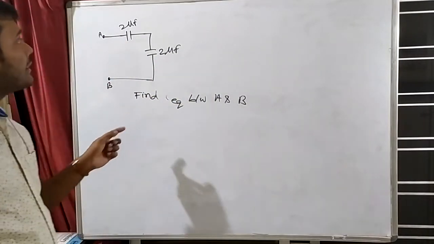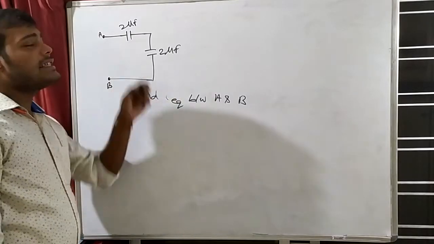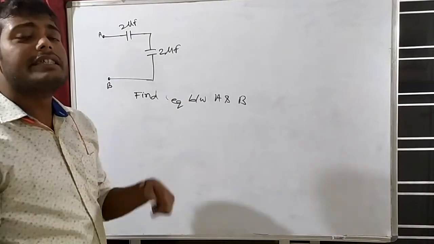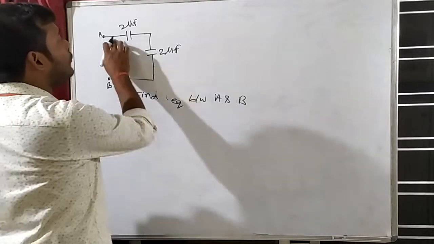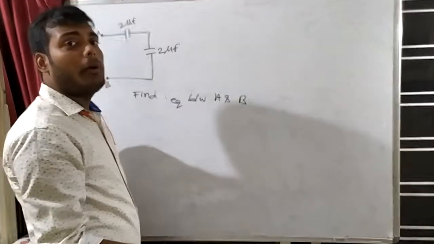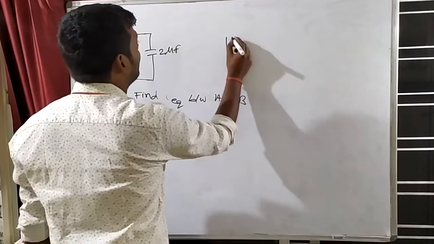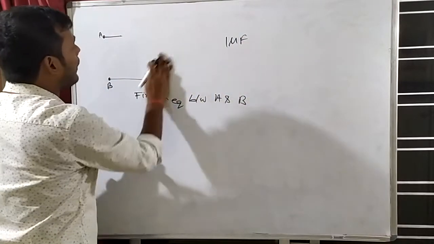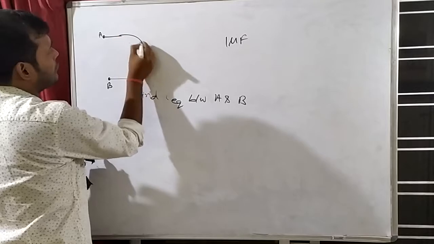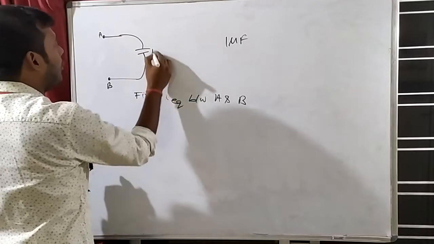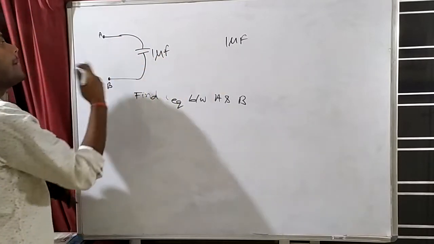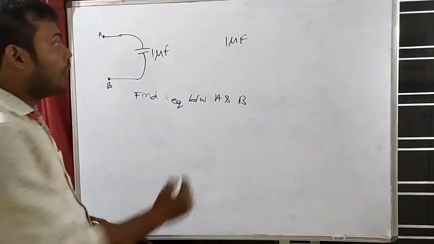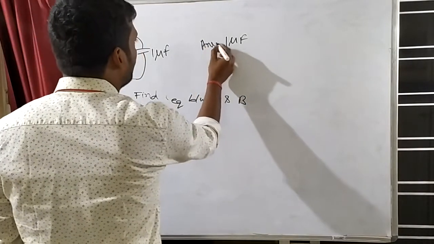Now this 2 and this 2 are connected in series. In series combination, the equivalent capacitance is C1 C2 by C1 plus C2. Again 2 into 2 divided by 2 plus 2, that is 4 by 4. That means if you replace these two capacitors, the equivalent capacitance will be 1 microfarad. So the equivalent capacitance between A and B is 1 microfarad. The answer will be 1 microfarad.